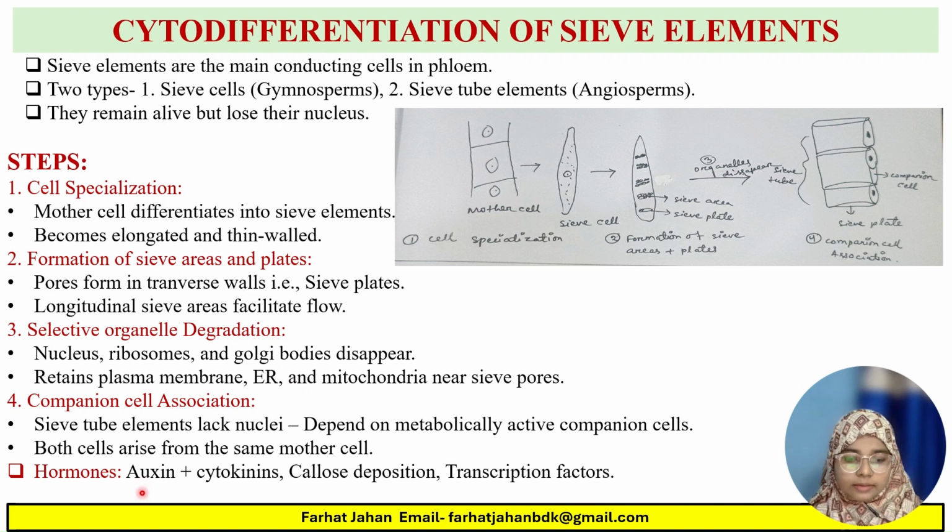The hormones actively participating here are auxin and cytokinin. In the case of tracheary elements, what we have learned is auxin and brassinosteroid, but in the case of sieve elements, it is auxin and cytokinins. Then callose deposition. What do we mean by callose? The group of undifferentiated mass of cells is known as callose. Its deposition also favors the formation of the sieve elements, along with a few transcription factors.